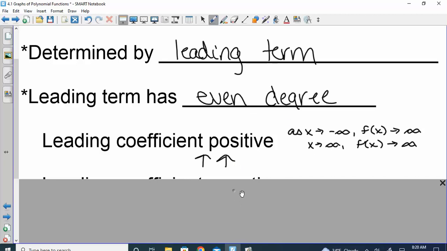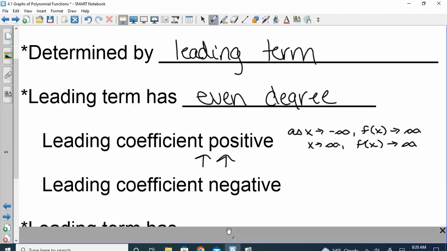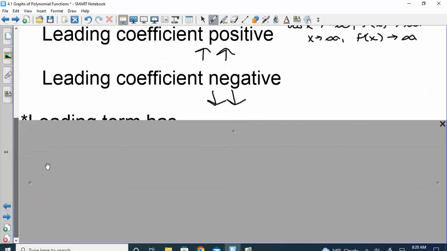What happens if I make it a negative x squared? Down, down. It just flips our graph, so both ends are now pointing down.